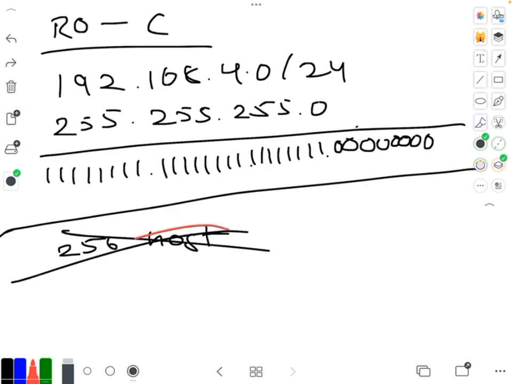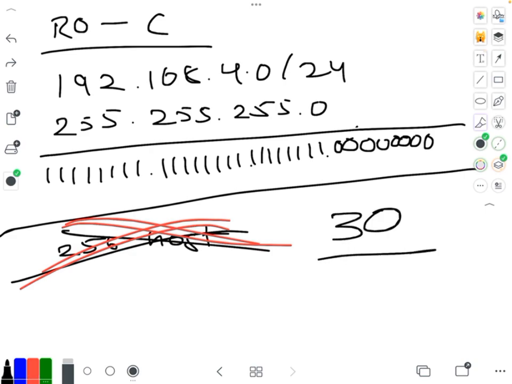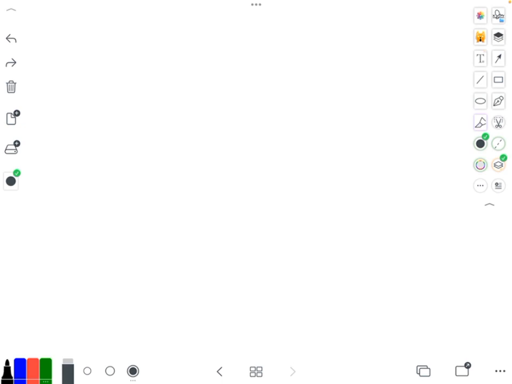And we don't need 256 hosts. What we need is 30 hosts. So how do we go from 256 to 30? Let's just take note of the /24.